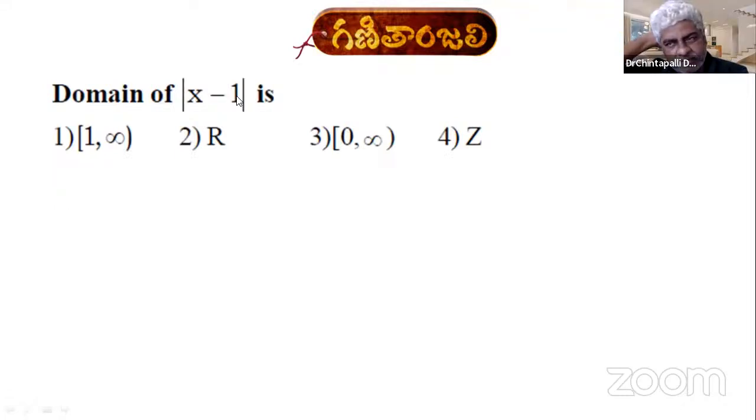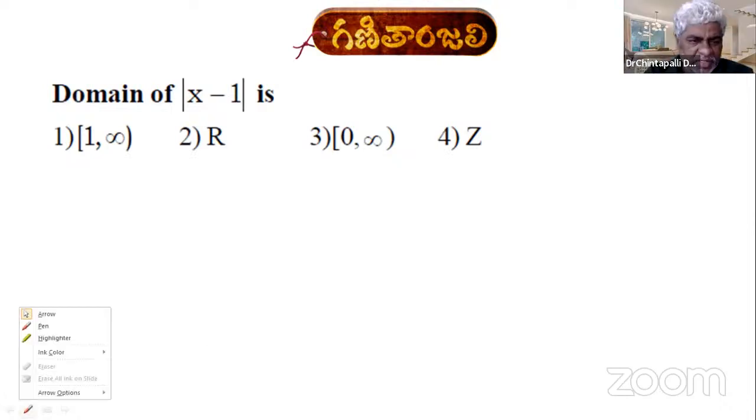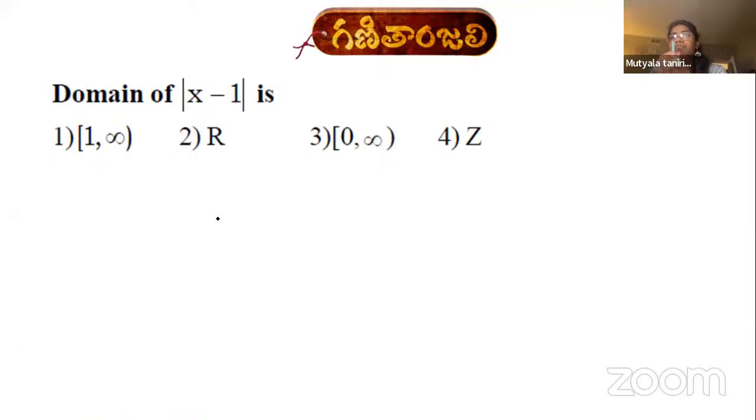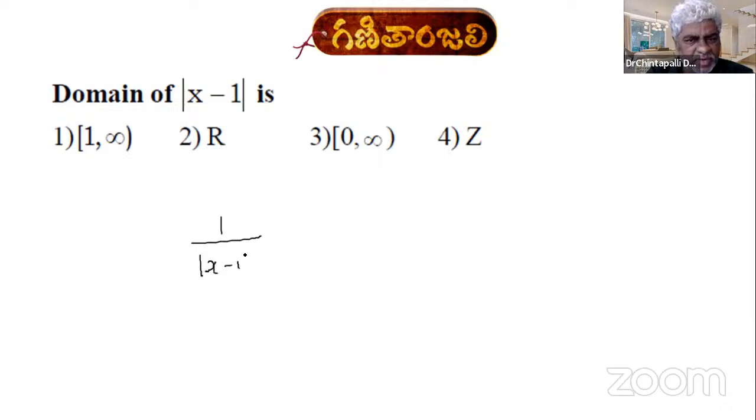Mod of x minus 1. Just tell me one thing. 1 by mod of x minus 1. If it is 1 by mod of x minus 1, what about this function? We cannot write x is equal to 1, right?